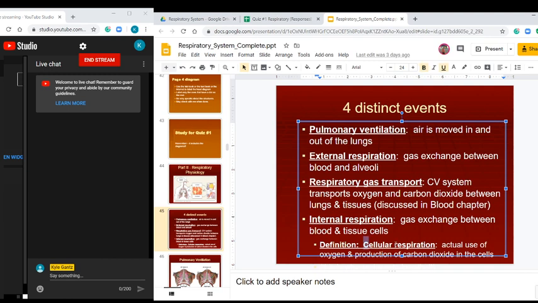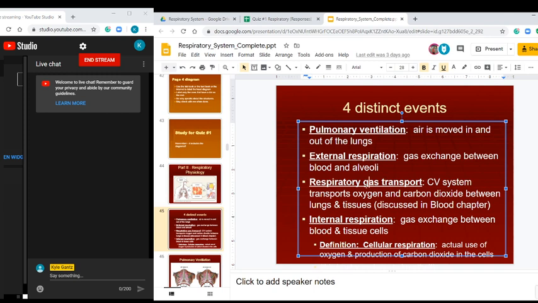So cellular respiration is where the oxygen is being used by the cell, and as a result it is producing carbon dioxide, which is going to end up diffusing into the blood, carried back to the lungs through the cardiovascular system, through the right side of the heart, back to the lungs, so that external respiration can be done. Okay?